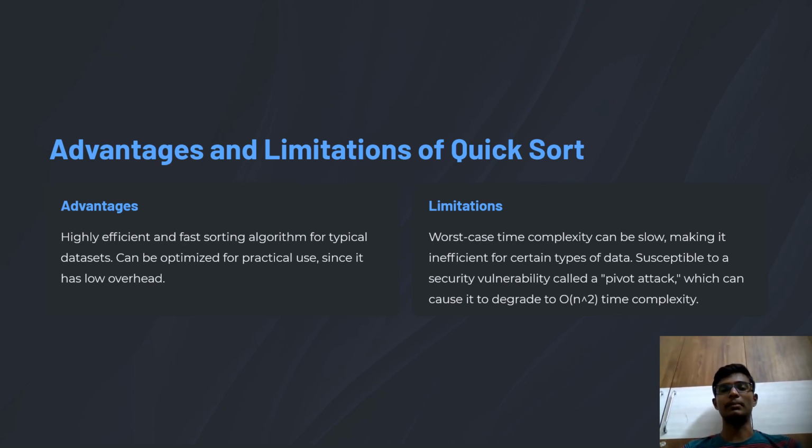When we come to the limitations, the worst case time complexity can be slow. That is, the amount of time required to execute a program is known as time complexity, as we discussed in the previous slide. And that time complexity can be slow in the worst case, making it inefficient for certain types of data. It is also susceptible to a security vulnerability called a pivot attack, which can cause it to degrade to big O n square time complexity.